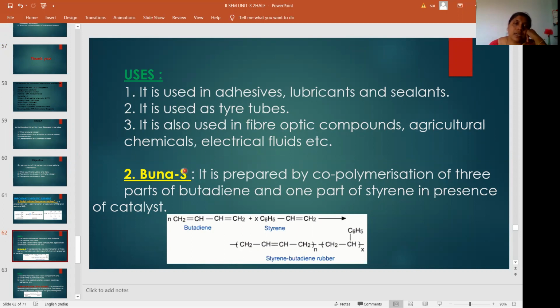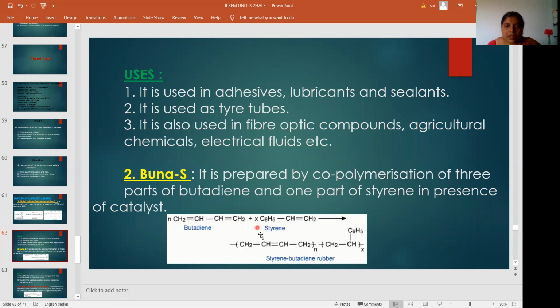Then come to the second rubber, SBR. It is prepared by copolymerization of 3 parts of butadiene and 1 part of styrene in the presence of a catalyst. So two different monomers in different percentages, in the presence of a catalyst. Butadiene: but means 4 carbons, di means 2, ene means double bonds, at the first carbon and at the third carbon. This is the butadiene.